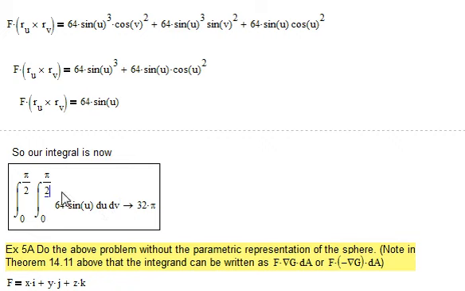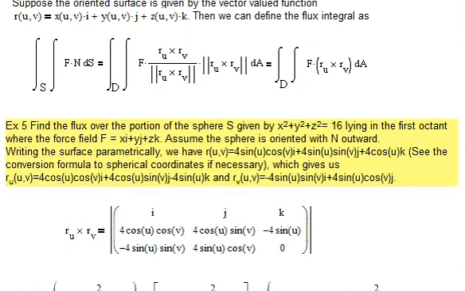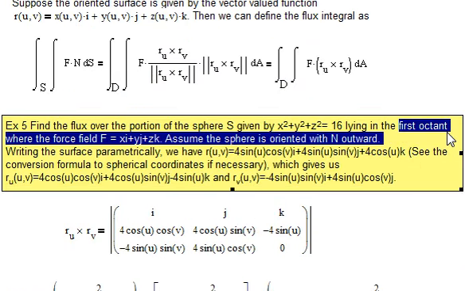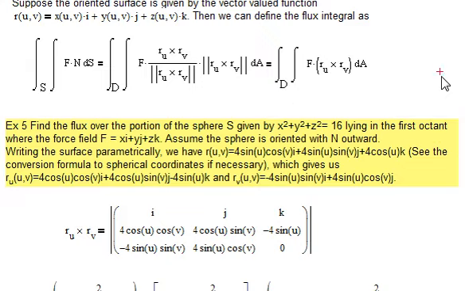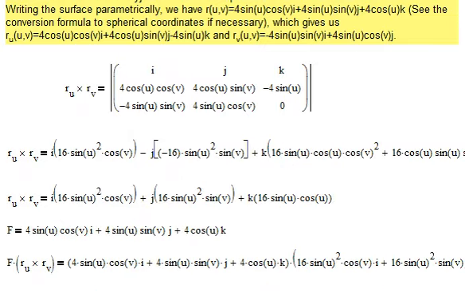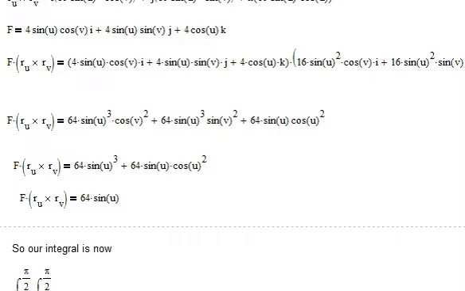Why, you're asking, does u go from 0 to pi over 2 and v go from 0 to pi over 2? The answer to that question is, don't forget that we were looking at the sphere lying in the first octant. And so our domain D would just be 0 to pi over 2 and then 0 to pi over 2. That would keep us in our first octant.